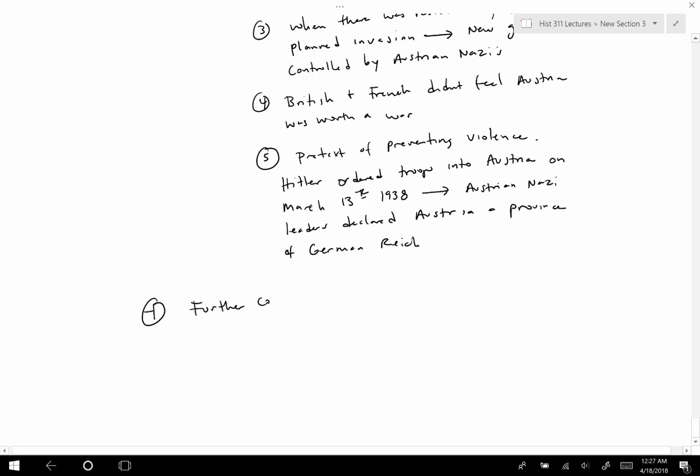Further conquest and what was called the Blitzkrieg, lightning war, essentially, is what this is going to be known as, the Blitzkrieg, lightning war. So he takes Czechoslovakia, and then Poland.